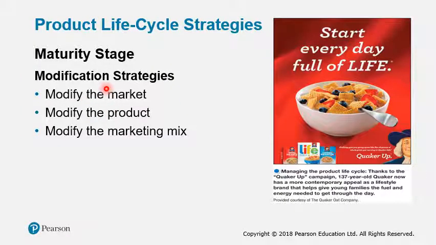So the maturity stage strategy can be done by modifying the market, modifying the product, or modifying the marketing mix. Modifying the market is like instead of just targeting that particular location, now you might have other new locations that you want to go to. Modifying the product is basically, of course, you improvise the product. You modify it in whatever way so that people will see a new look of your product. Or you modify your marketing mix, be it the promotion, the product itself, the price, or the place where you want to sell your product.